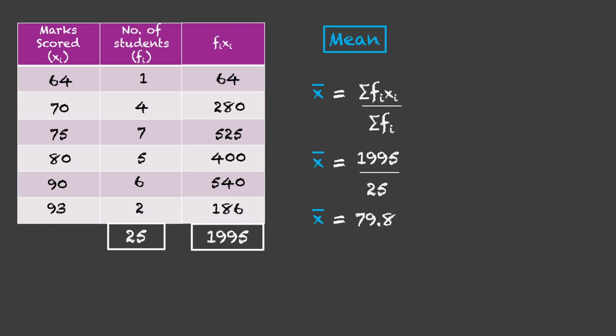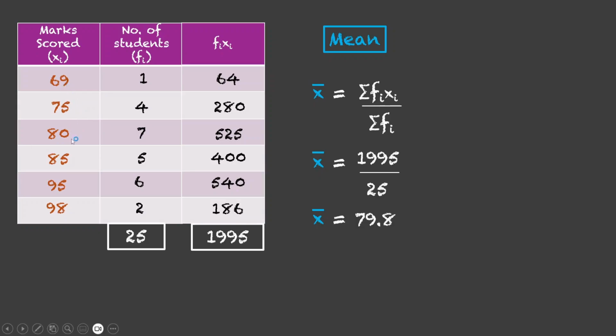79.8. But later it was discovered that one of the questions in the test was incorrect, and therefore 5 marks were awarded as a bonus to every kid. Now, the updated marks became 69, 75, 80, 85, 95, 98. What do you think would be its effect on the mean? The mean would increase, and if it does, by how much? Let us look into it.